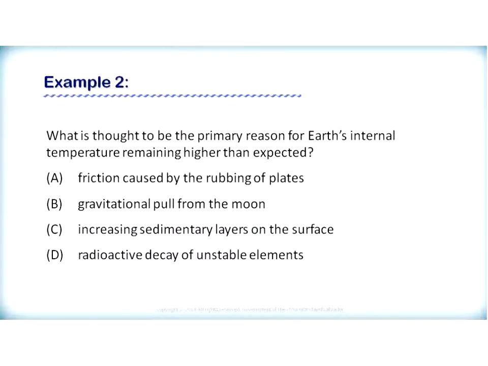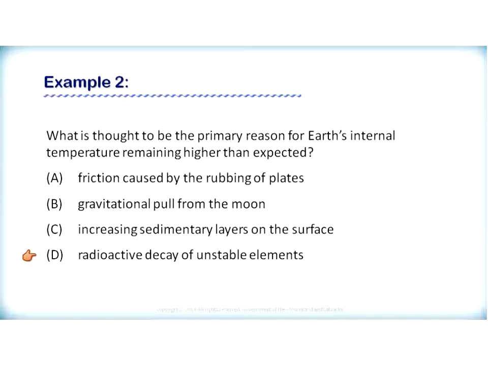Example number 2 states, what is thought to be the primary reason for Earth's internal temperature remaining higher than expected? Our choices in here: A, friction caused the rubbing of plates. B, gravitational pull from the moon. C, increasing sedimentary layers on the surface. And D, radioactive decay of unstable elements.